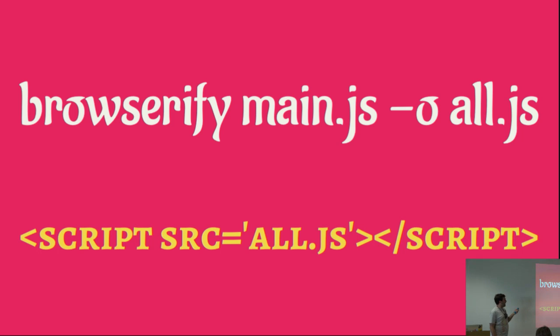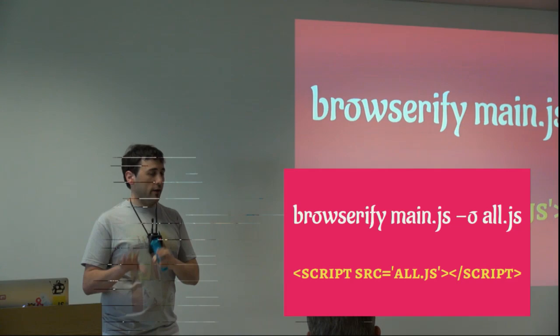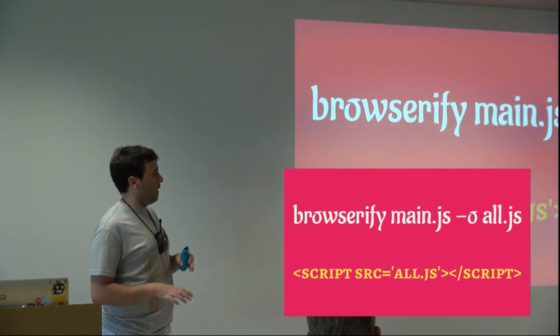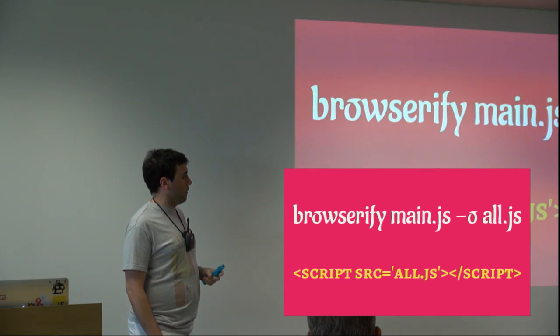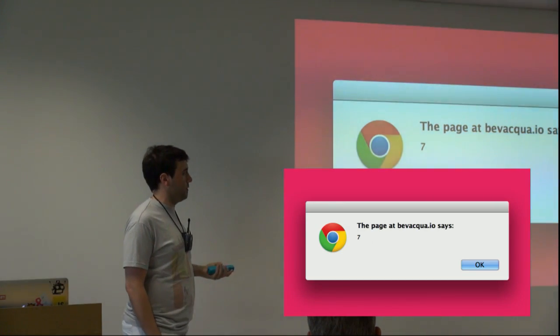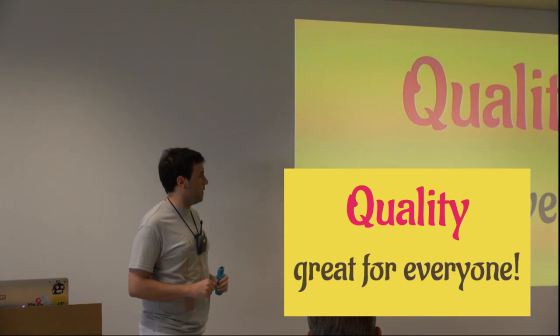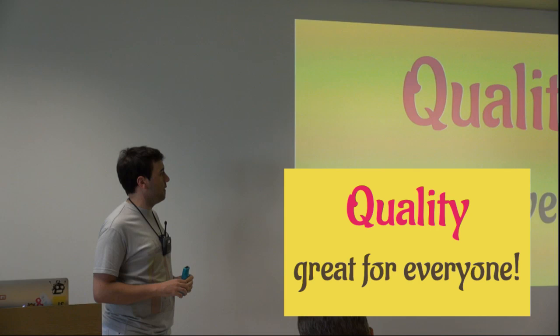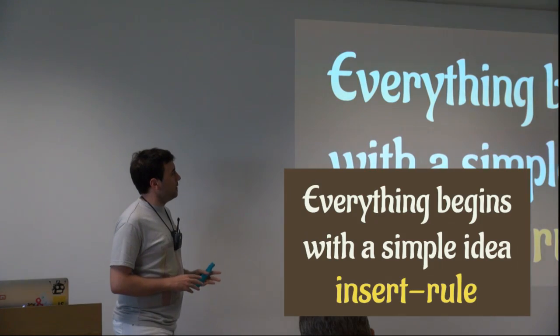So if you Browserify main.js into an R file, or you pipe it to an R file, you're able to add that to your browser, and it'll actually print 7 like it's supposed to. So let's pause on the Browserify bits for a second. Discuss quality and why it's great for everyone.